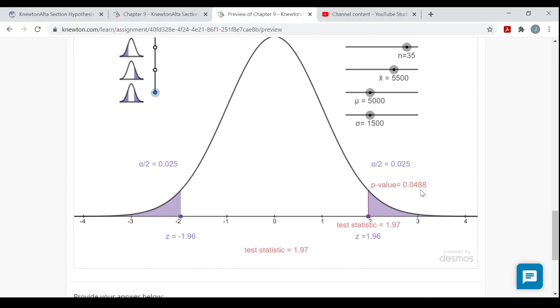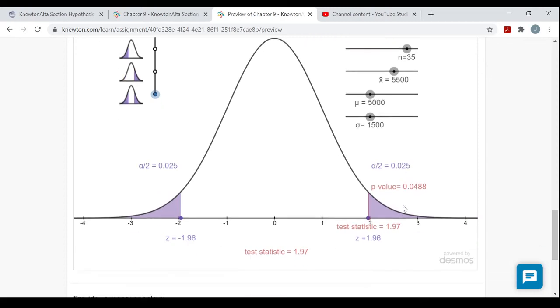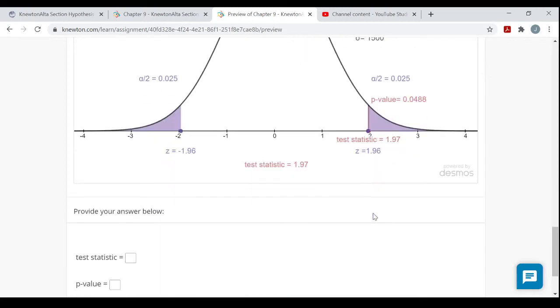Got this area here. Now remember, you compare the p-value to the significance level. See, 0.0488, that's less than or equal to alpha. That's less than 0.05. And if the p-value is less than or equal to alpha, you're going to reject the null hypothesis. And I would have done that in the critical value method as well.